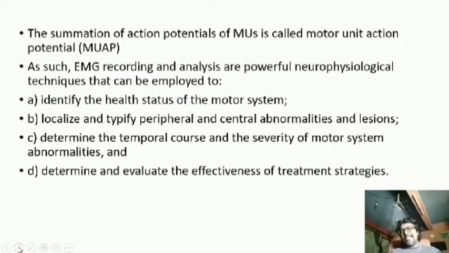Also, it can be useful for determining the temporal course and severity of the motor system abnormalities. And of course, it can be useful for evaluating the effectiveness of treatment strategies. You are giving some treatment and how effectively it is working, that can be picked up by using this EMG also.